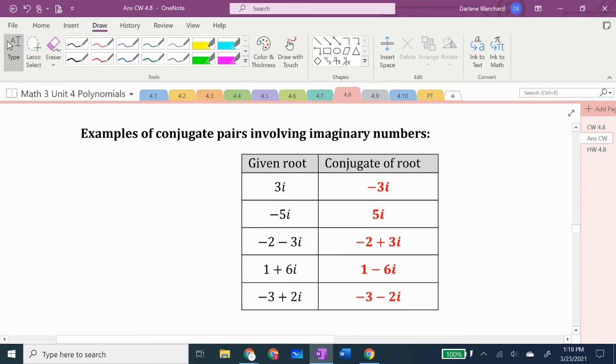And just to make sure you're clear about what the conjugate pair is, if you know a root is 3i, negative 3i has to also be a root. If you know a root is negative 5i, then positive 5i has to be a root. If you know a root is negative 2 minus 3i, negative 2 plus 3i has to be a root. And so on. 1 plus 6i, also 1 minus 6i. Negative 3 plus 2i, another root has to be negative 3 minus 2i.